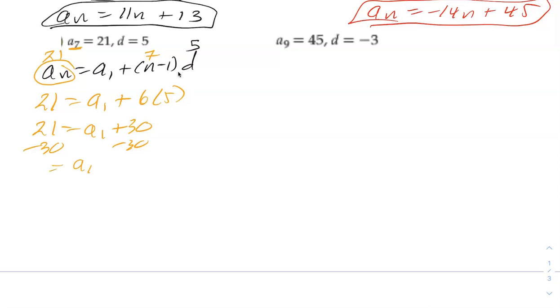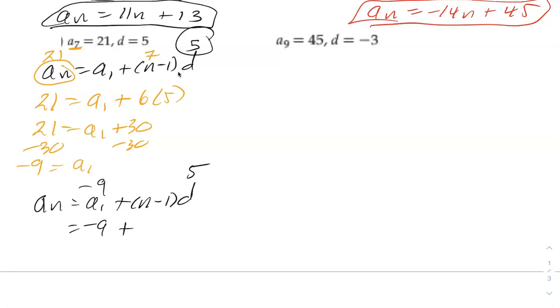a1 equals negative 9. So now I have a1. I can go back and write the equation. The equation is an equals a1 plus n minus 1 times d. a1 is negative 9 and d is 5. I can simplify it like before. So an equals 5n minus 14.